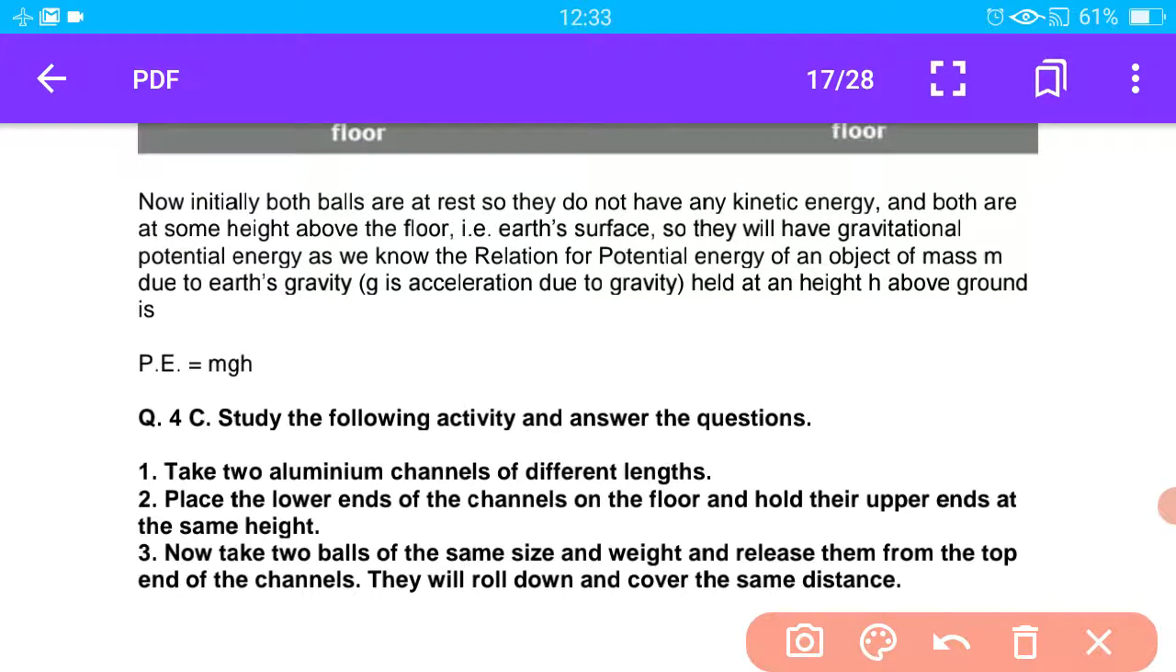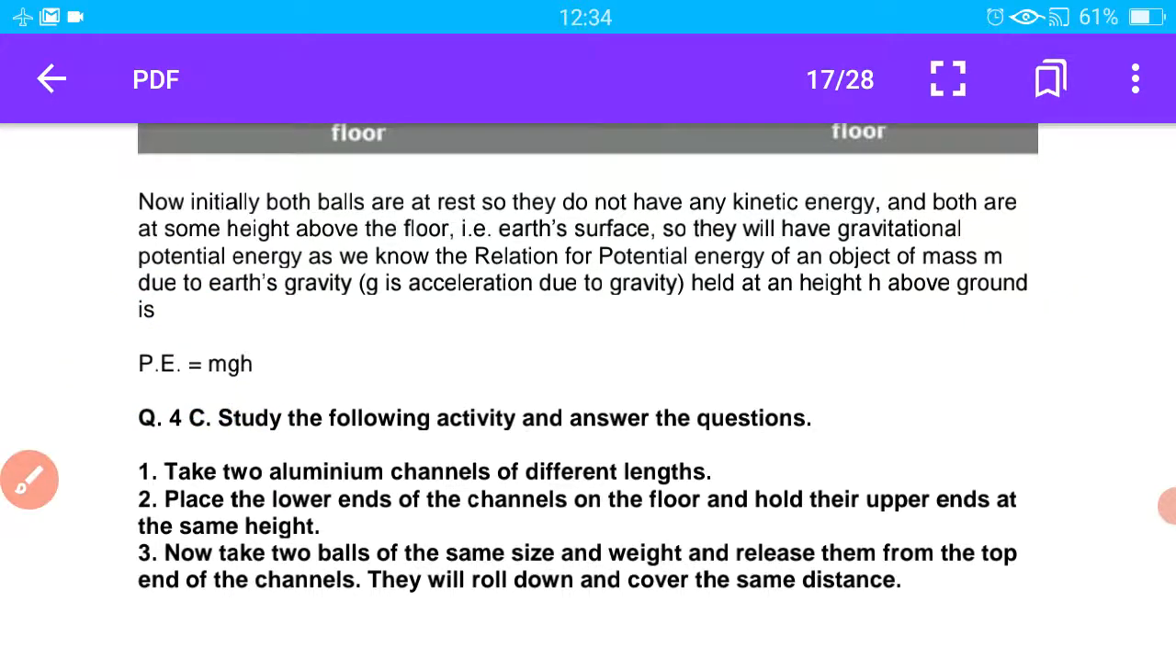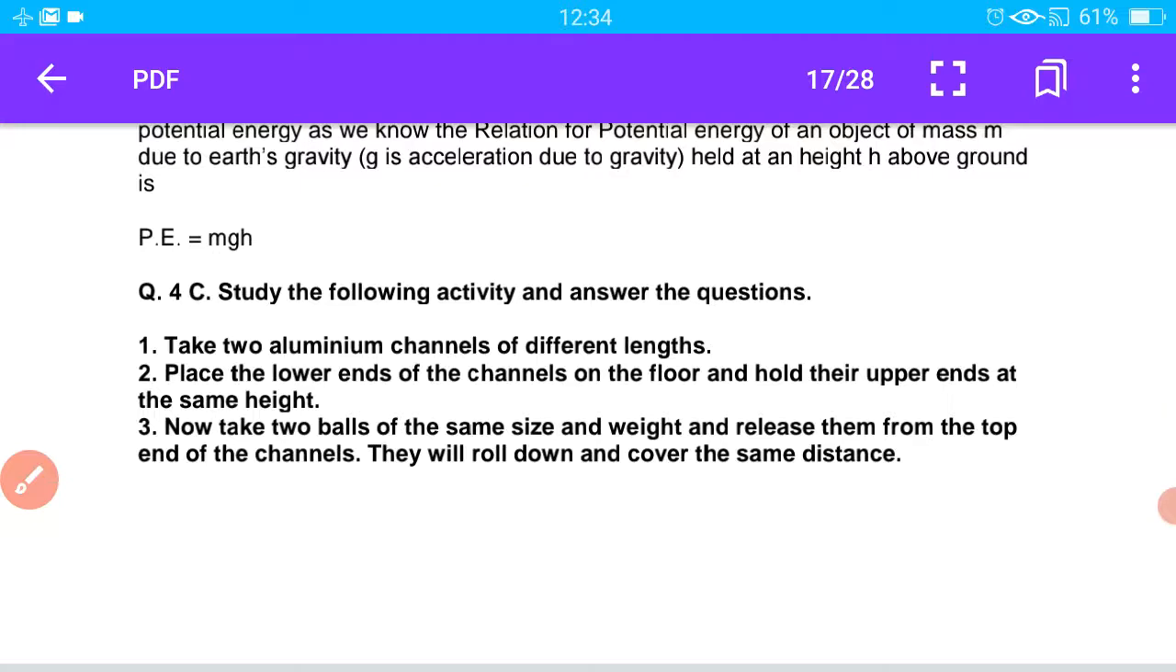Now, initially both balls are at rest, so they do not have any kinetic energy, and both are at the same height above the floor, that is the earth's surface, so they will have gravitational potential energy. As we know, the potential energy of an object of mass m, where g is the acceleration due to gravity, held at a height h above the ground, is mgh.